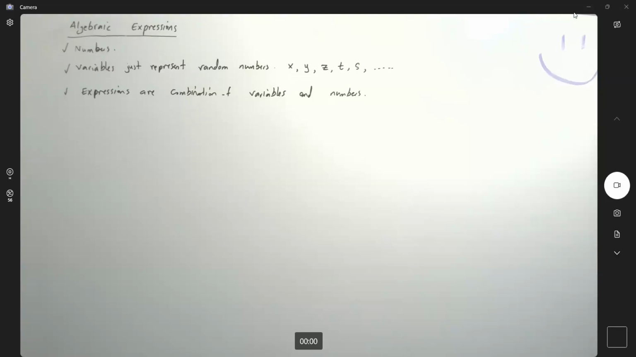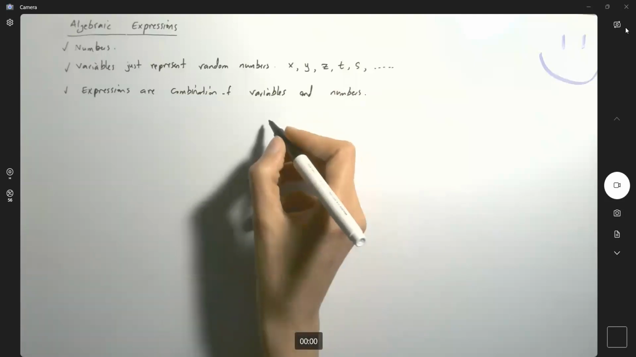So we introduced numbers, we introduced variables, we introduced expressions. Then we saw some operations for expressions. When it comes to algebraic expressions, you end up having two different scenarios.